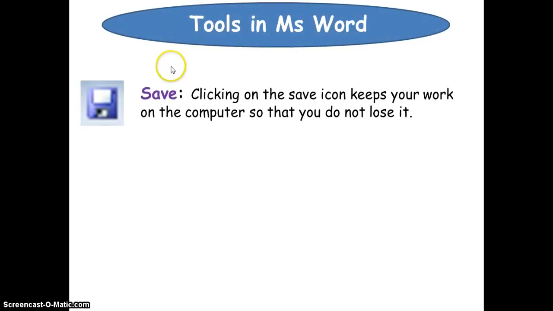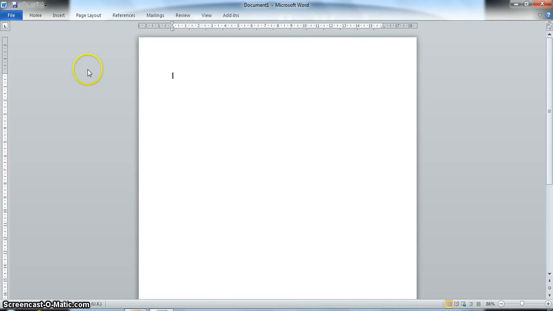Alright? Now the next icon we want to look at is the save icon. Clicking on the save icon keeps your work on the computer so that you do not lose it. Now you want to ask me, why do you save? I'll refresh your memory. You save so that you do not lose your work. Imagine that you have 20 pages of document already typed and you forgot to save. It will suddenly disappear and you will never see it again. So you always need to save when working on the computer. Where my mouse pointer is currently located is the save icon, just above the file menu. Okay, this is the file. Just above it, that's the save icon.